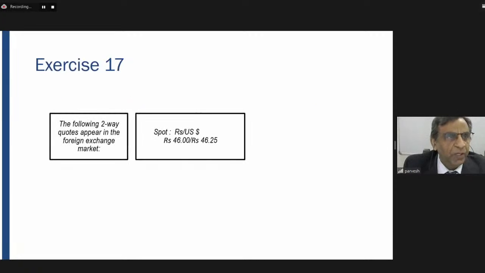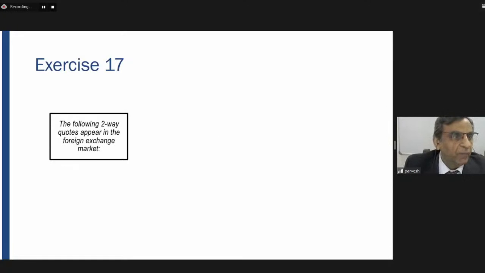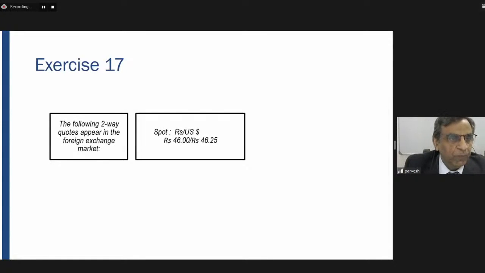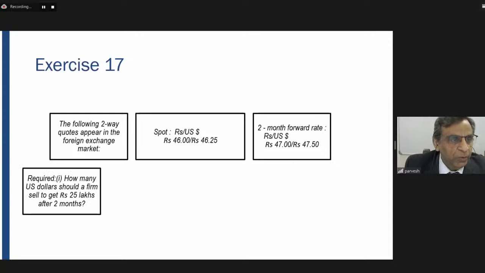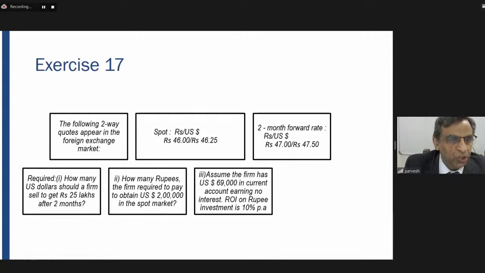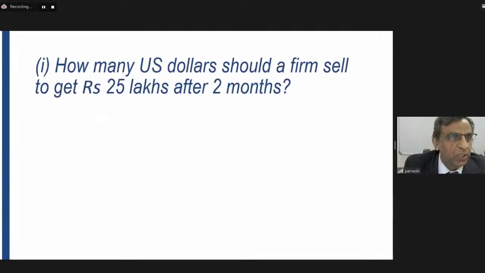Before we proceed, let us look at the question again. The following two-way quote appears in the foreign exchange market. The spot rate is given as a rupee dollar quote, and a 2 month forward rate is also given. Then come the three questions we have already discussed, including whether the firm should encash the US dollar now or 2 months later. So let's begin with the solution.